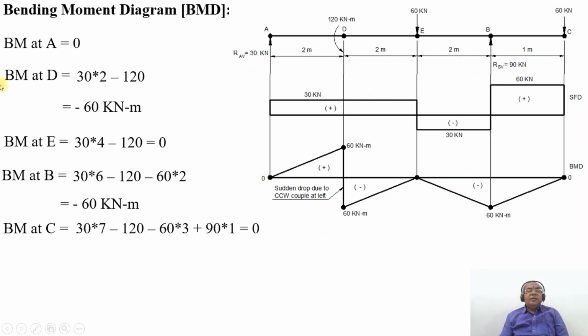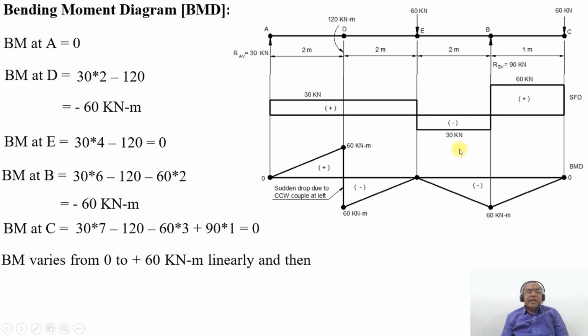You can see here bending moment at the point A is 0, bending moment at the point D just on the left hand side is 30 into 2, which is 60 kilonewton meter. Because of the counterclockwise couple, it drops from plus 60 kilonewton meter to minus 60 kilonewton meter. You can see here the sudden drop due to the counterclockwise couple. Then similarly BM at the point E is 0, then it becomes linear again. BM at the point B is minus 60 kilonewton meter and BM at point C is equal to 0. So this is how you can analyze the bending moment diagram.